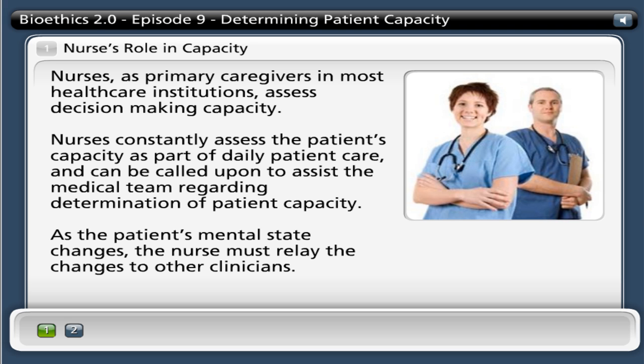Nurses' role in capacity. Nurses, as primary caregivers in most healthcare institutions, can assess decision-making capacity. As they are part of the patient's daily care, they can be called upon to assist the medical team in determination of patient's capacity. Often, when a patient's mental state changes, the nurses are usually the first to take notice, and they should relay that information to other clinicians as soon as possible when issues of decision-making are at stake.